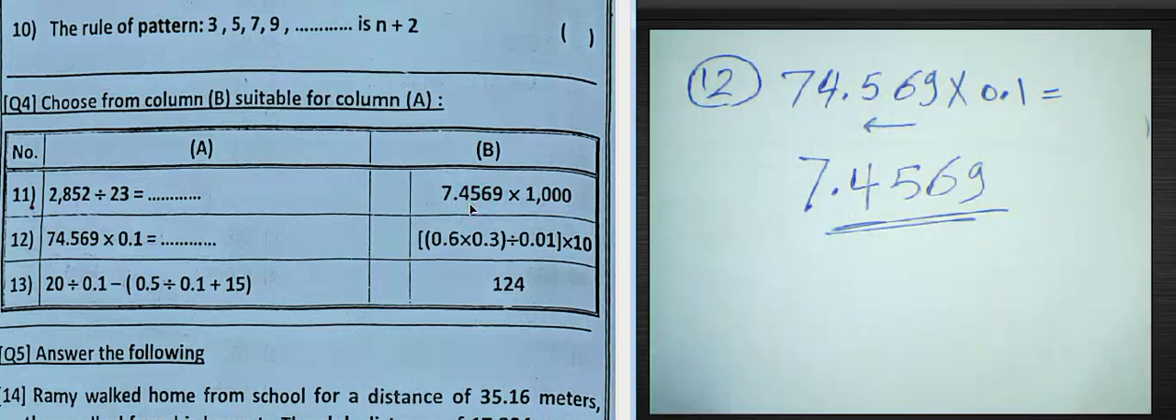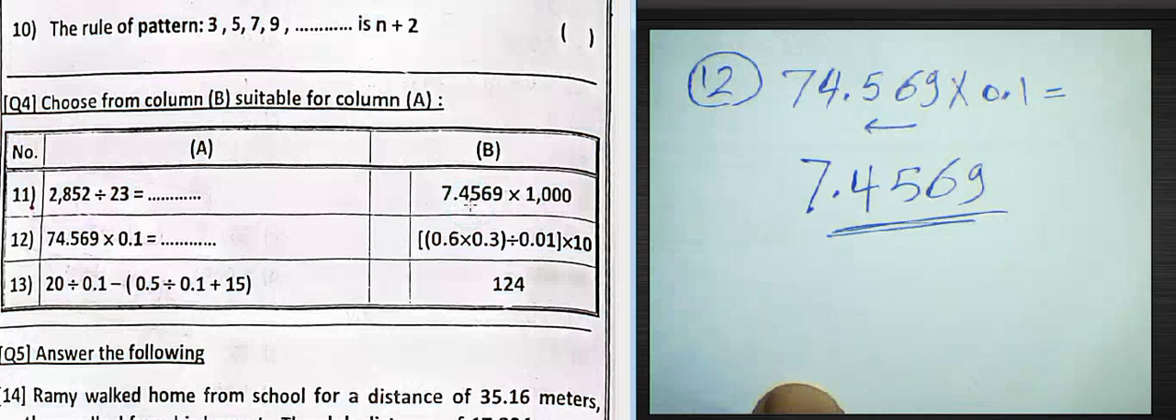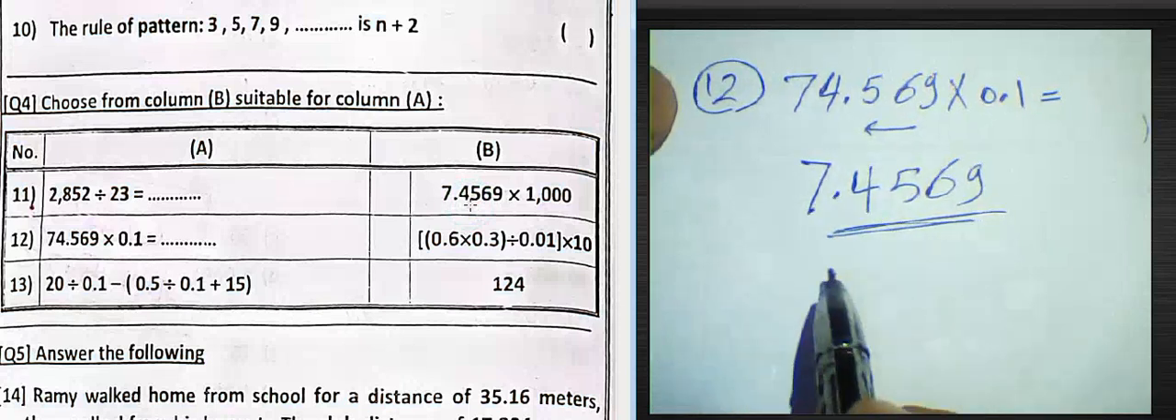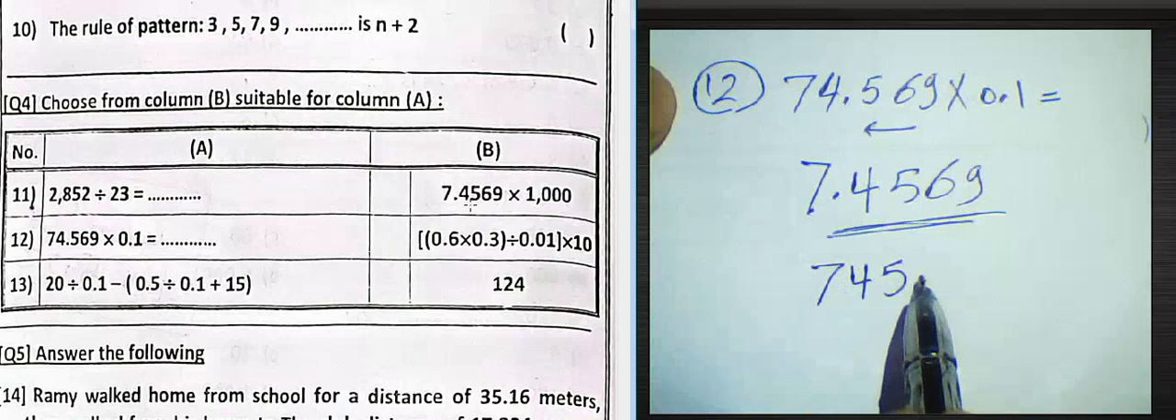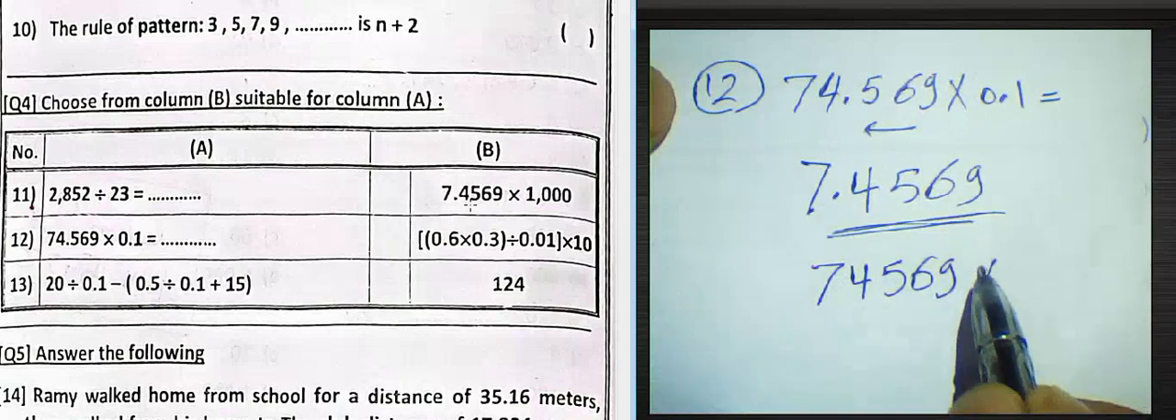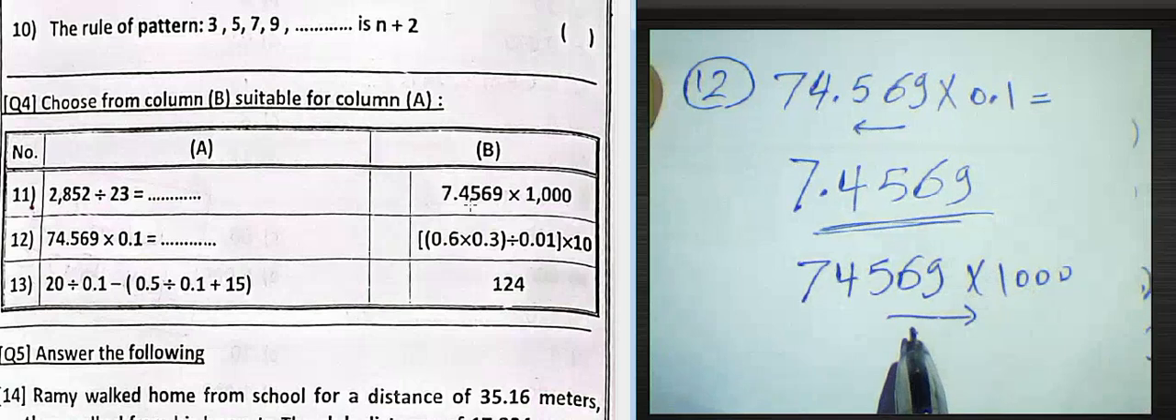7, 4, 5, 6, 9 multiplied by 1000? We must move the point, what, in this example? Move the point to the right-hand side. Look here, 7, 4, 5, 6, and 9. Multiply by 1000, we must move the point to the right-hand side by 3 digits.